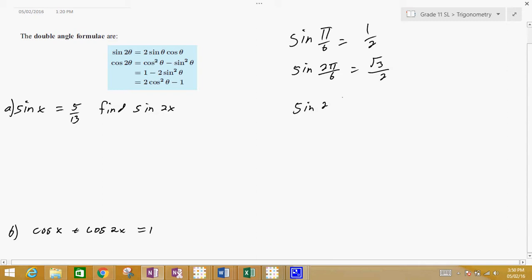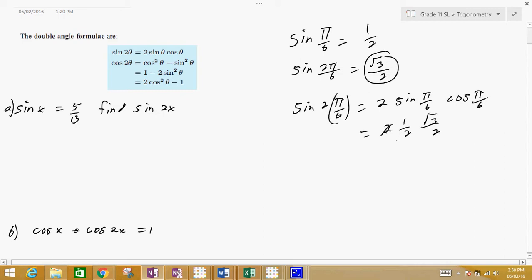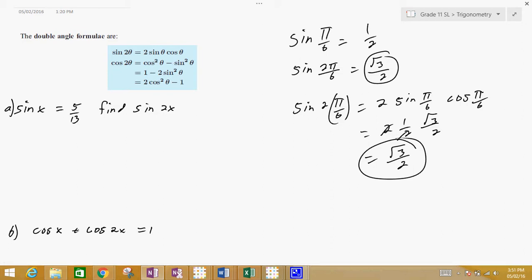Sine of 2 times pi over 6 is equal to, using the formula, 2 sine pi over 6 cosine pi over 6. And let's just see if this answer comes to what we believe should be root 3 over 2. Well, sine of pi over 6 is 1 over 2, and cosine pi over 6 is equal to root 3 over 2. And these two cancel out, and we get what we were hoping for, the final answer of root 3 over 2. So this is not a proof, but at least it gives you a better feel for what the formula is all about.